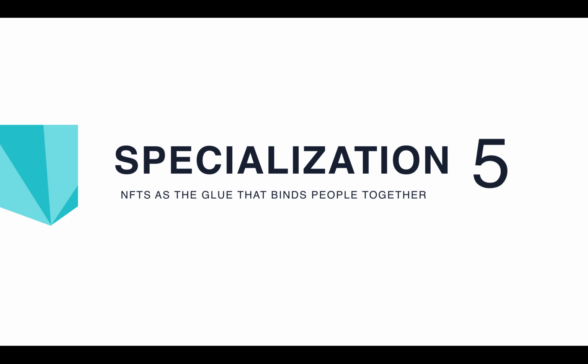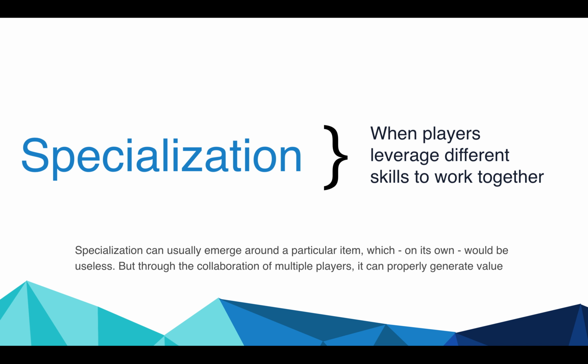Okay, so the next method of creating value using a non-fungible token that we're going to talk about, and the last one for the talk, is specialization. How we can use NFTs to bind people together in special ways that have different specializations. So specialization is when players leverage different skills to work together to achieve some common goal.